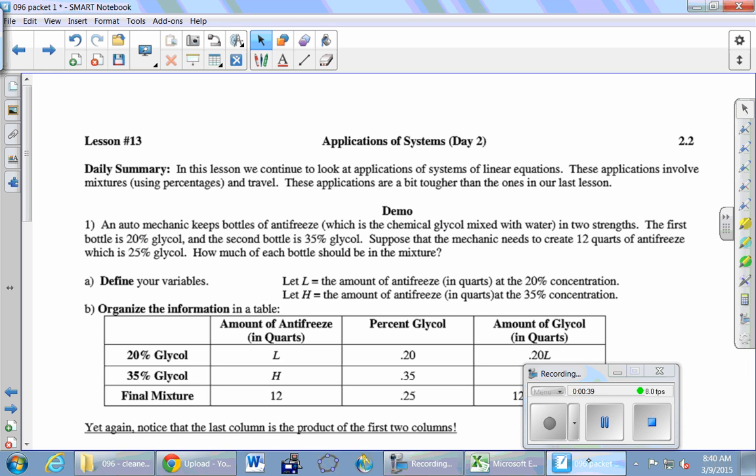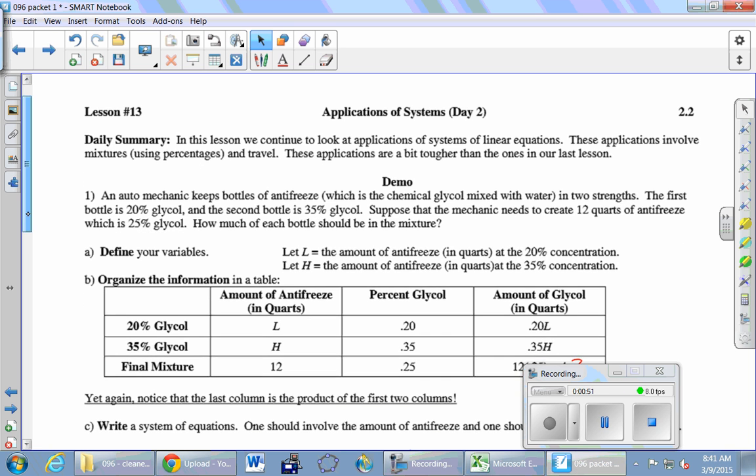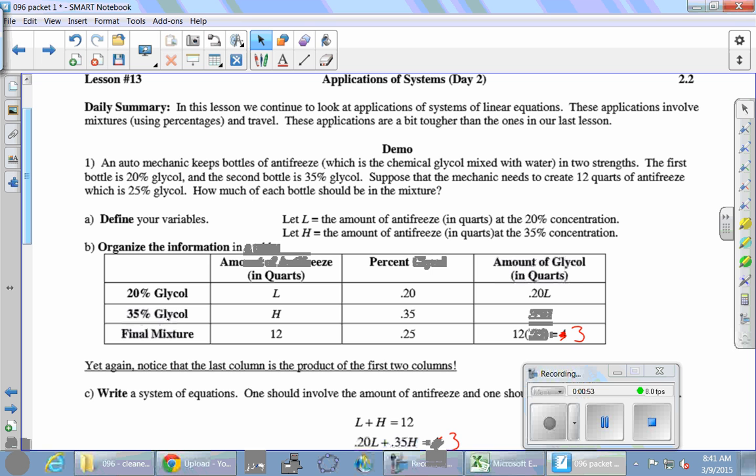Okay, so then starting at the top of page 90, Ben, the summary. This lesson we continue to look at. Thank you. Tyler, number 1.